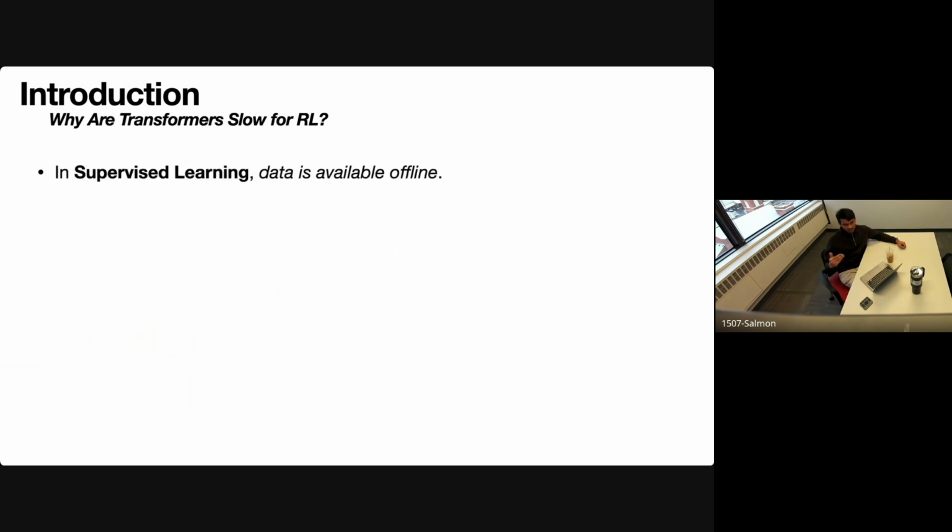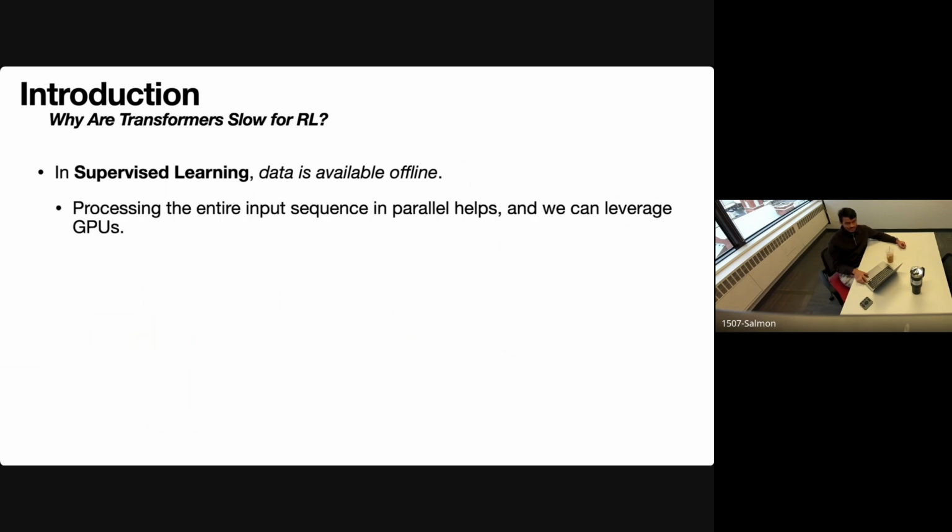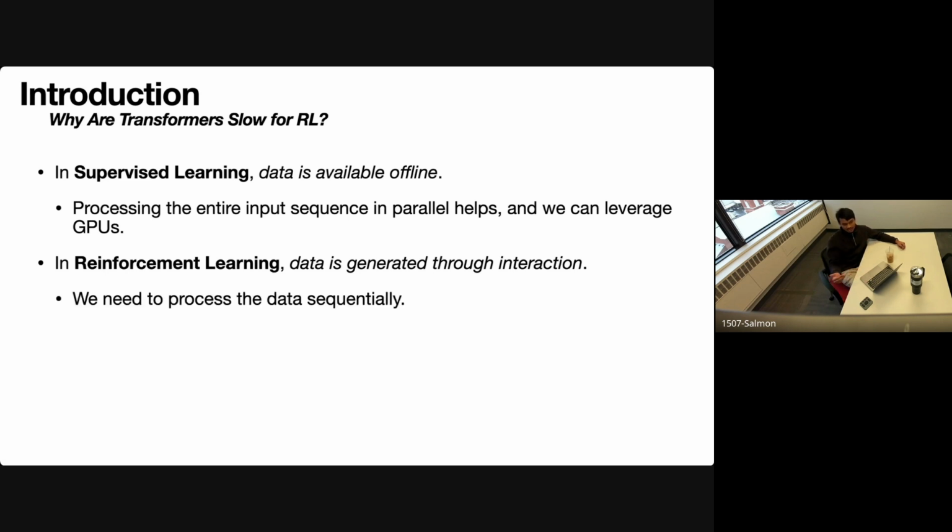This was useful in supervised learning. In supervised learning, the data is available offline, and processing the entire input sequence in parallel makes sense because we can leverage GPUs. But in reinforcement learning, that is not the case. In reinforcement learning, the data is generated through interaction with the environment. So every time step's data is dependent on the previous time step's representation, and we need to process data sequentially in the reinforcement learning setting. The input sequences can only be processed up to the current time step.